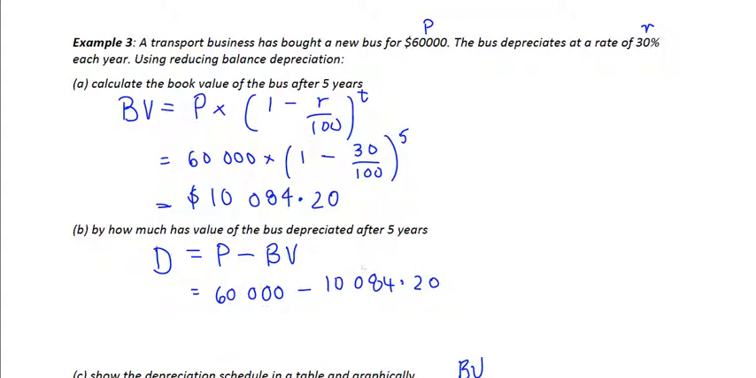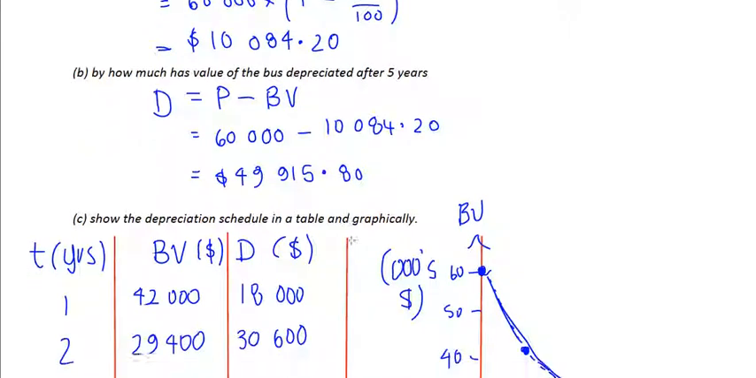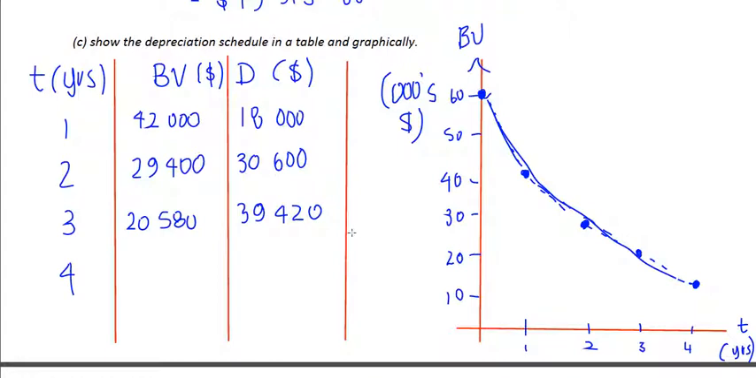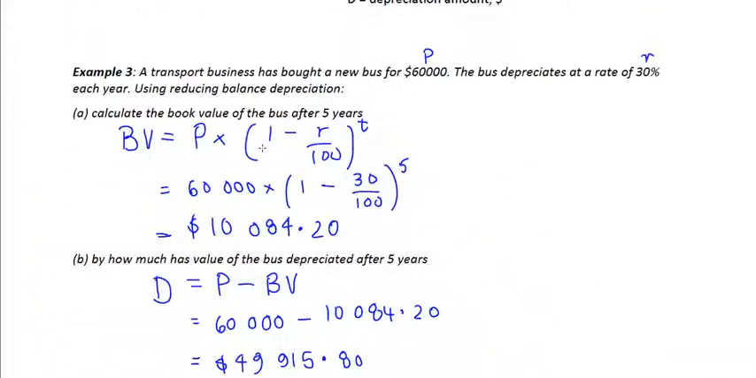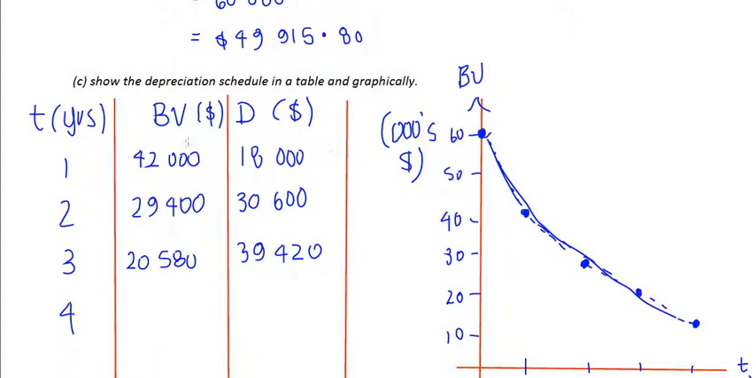And that's the purchase price minus the book value, or the current value. And what we get is $49,915.80. Just like before with the flat rate, I'm going to have a look at the graph of this. I've filled out the table mostly. I've used the formula for time is 1, 2, and 3 years. And these are the book values and these are the depreciations I got. So just using the same workings that I did just up here, but instead of having a 5, I've done it for 1, 2, 3, and 4.